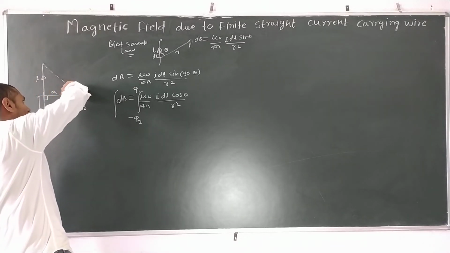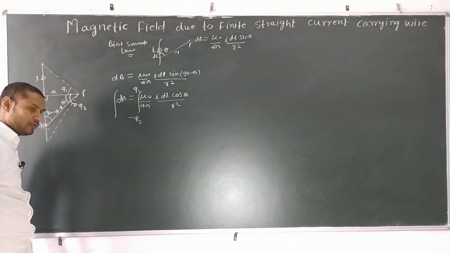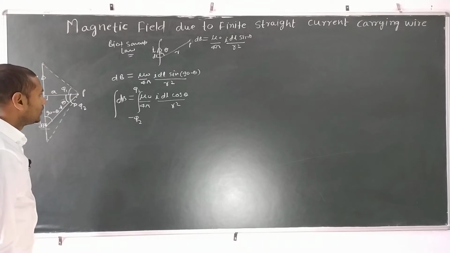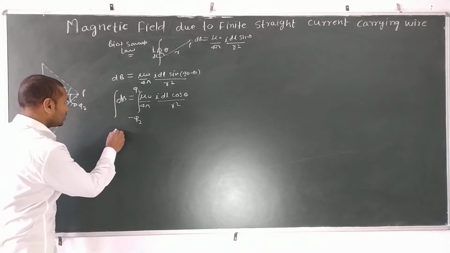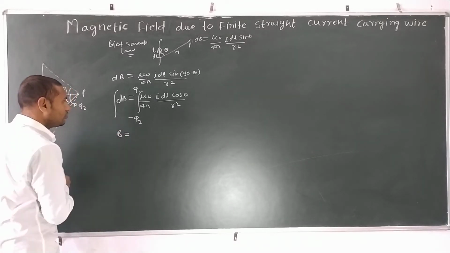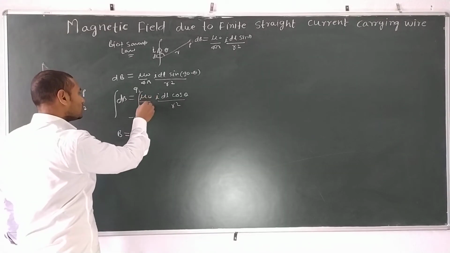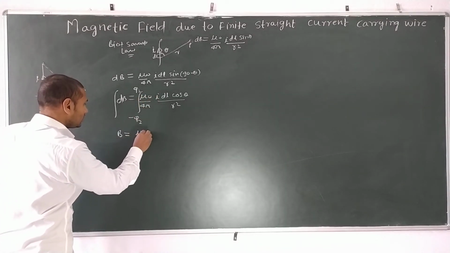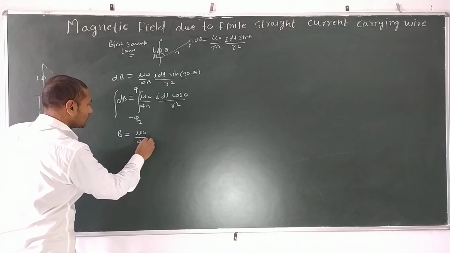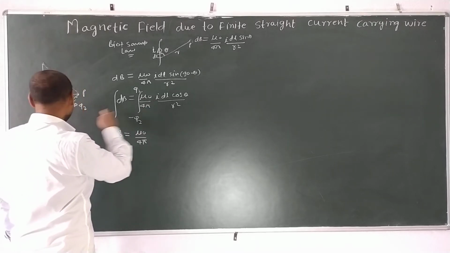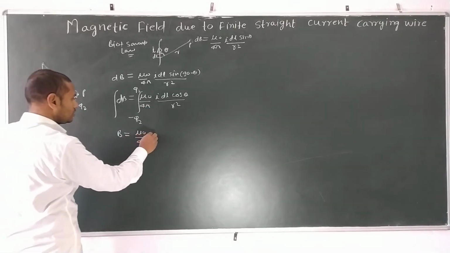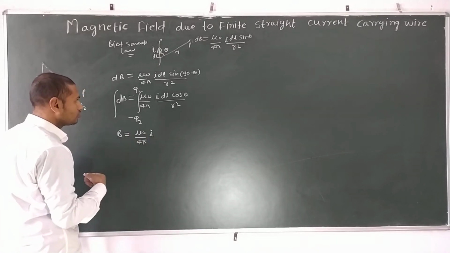If you put plus phi 1, then we will take the minus phi 2. We know that from here, after integrating, we will get B. This mu naught upon 4 pi is a constant, it will come out, and the current I is always constant, so it will also come out.